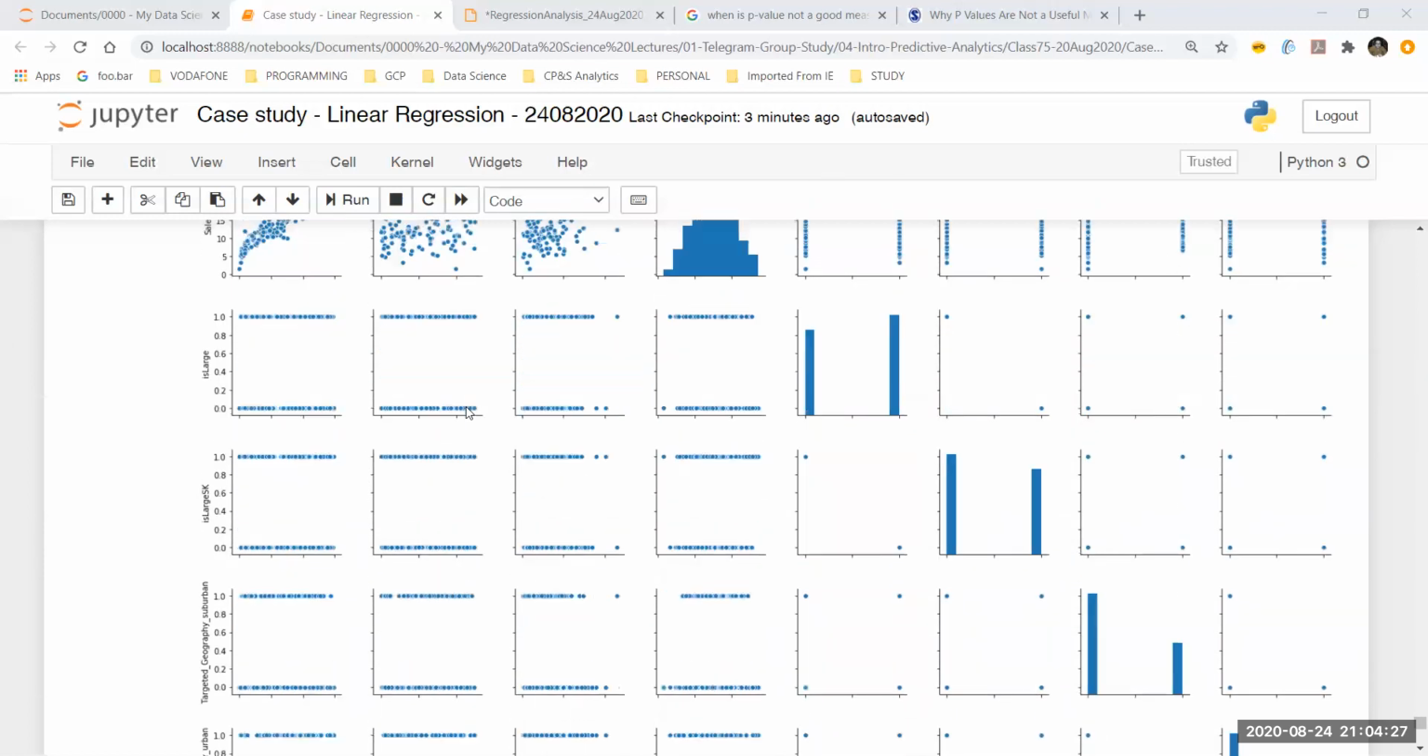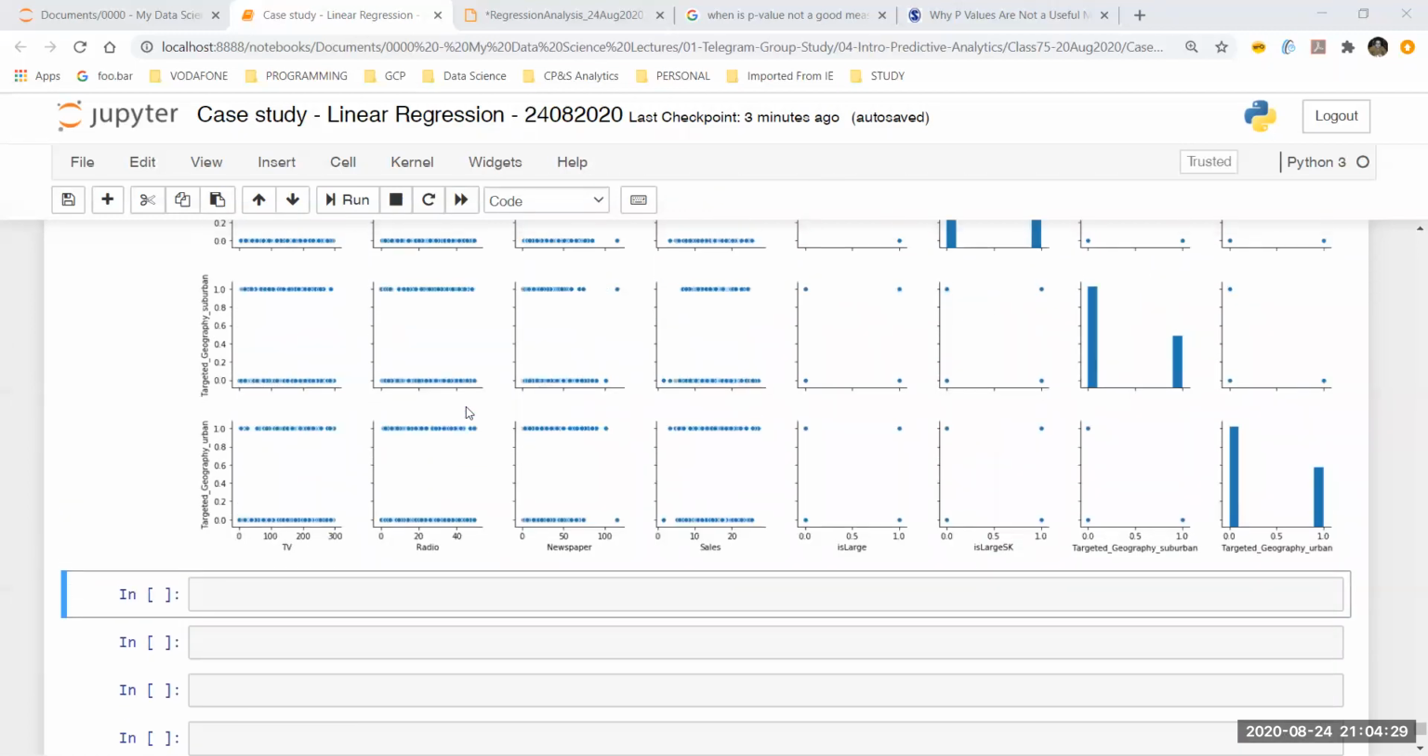Why is this something that we need to know? Why am I talking about multicollinearity? It is because if you have multicollinearity, you have a basic problem.